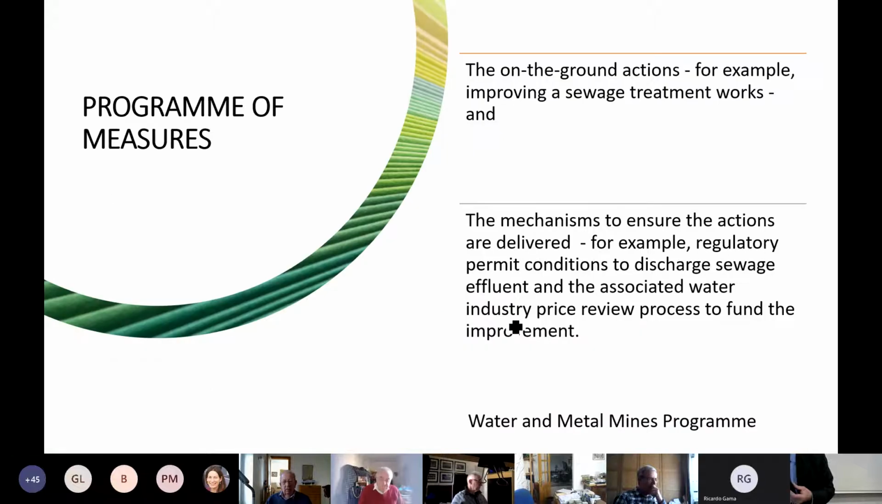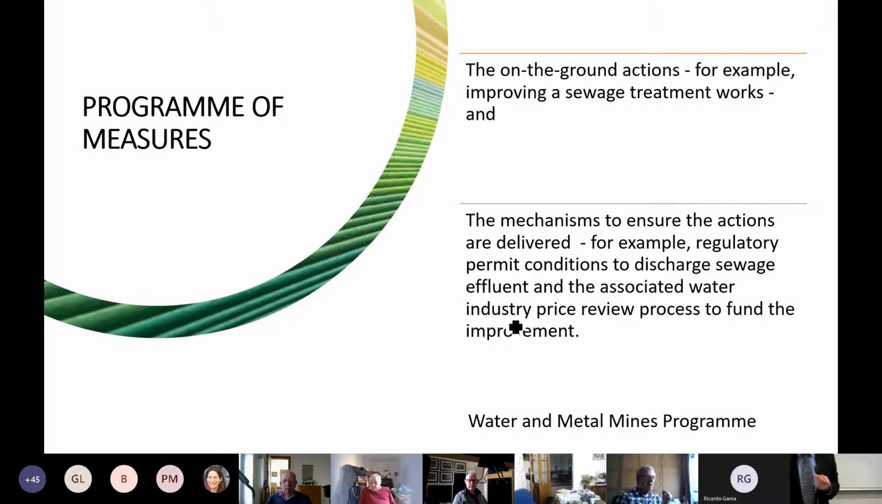And if we look at the programme of measures that will be undertaken under the River Basin Management Plan, first, these will set out on-ground treatment, for example, improving the sewage treatment works, and a mechanism to ensure the actions are delivered. Look at the Water and Metal Mines programme. I mean, that's run by the Coal Authority.